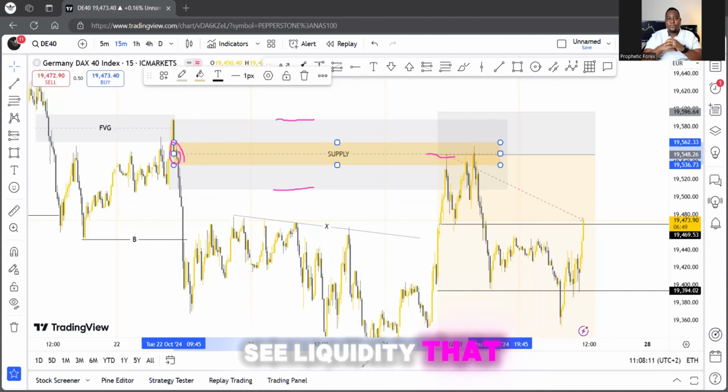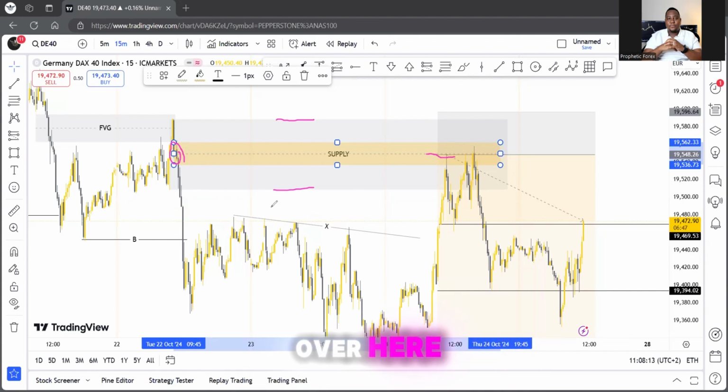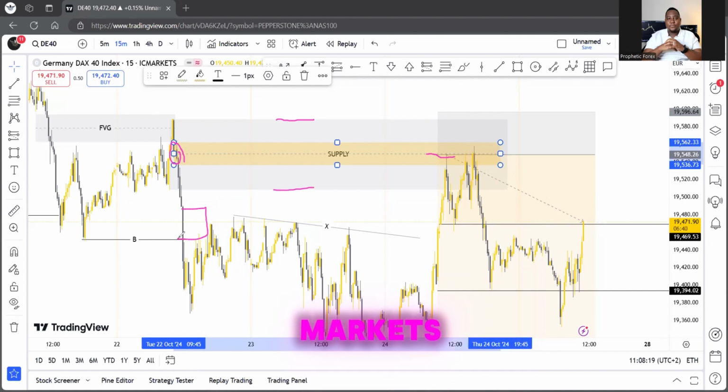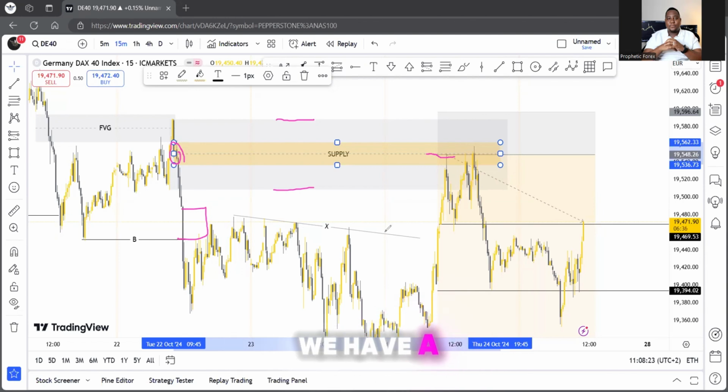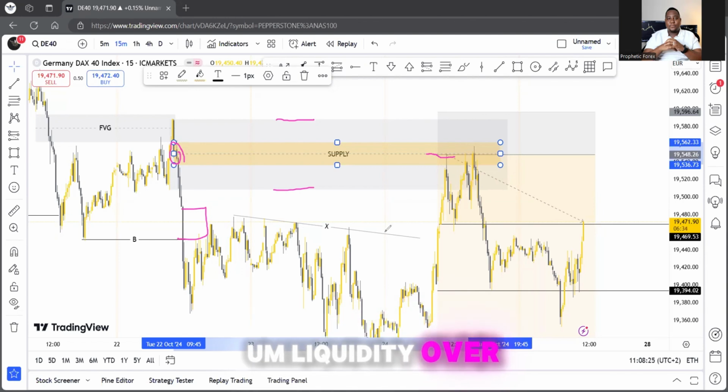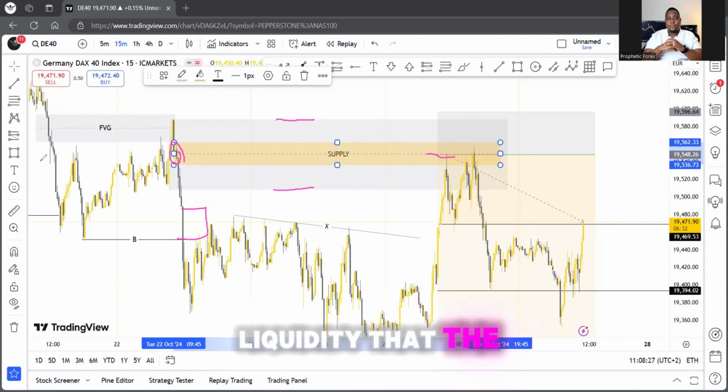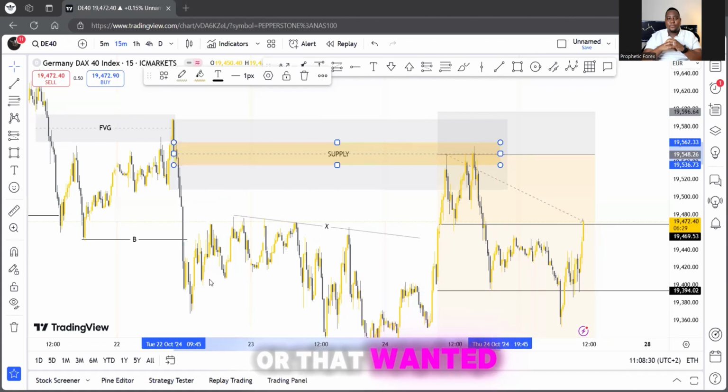We also did see liquidity that was building up over here. It used this fair value gap, but again, this was not in the actual premium markets. That's why it's important to label those things. We can see we have a diagonal liquidity over here in terms of that overall liquidity that the market wanted to take, right?